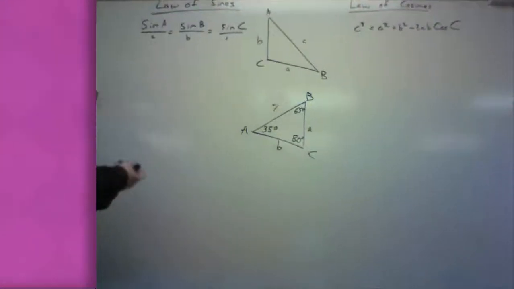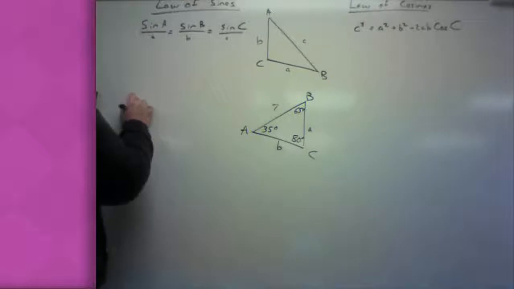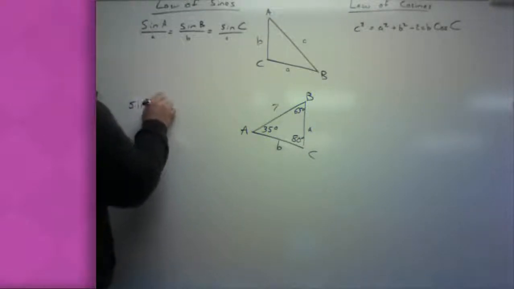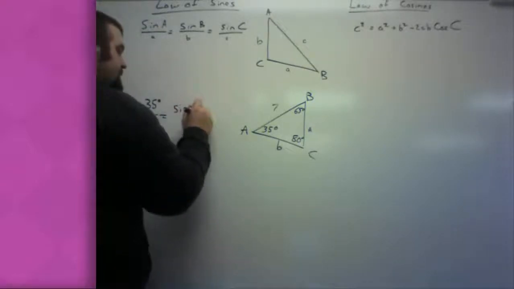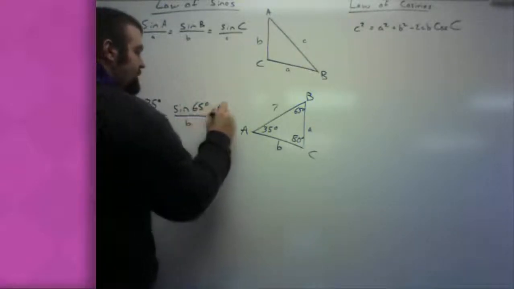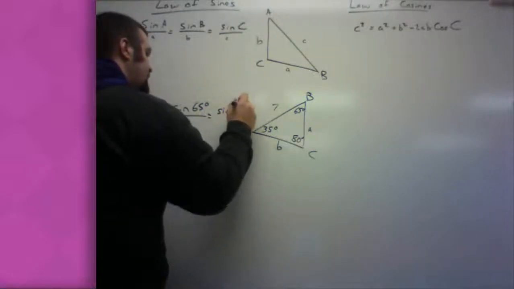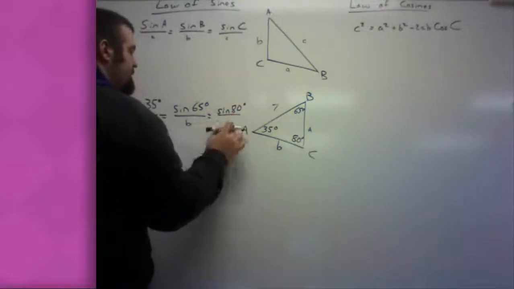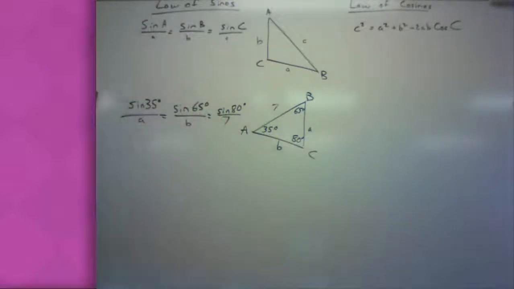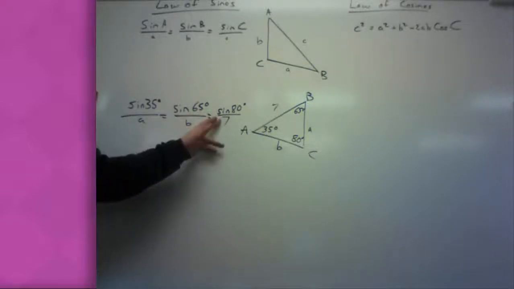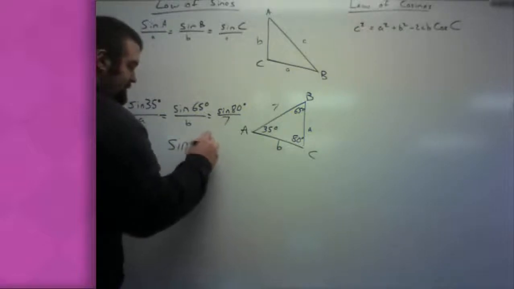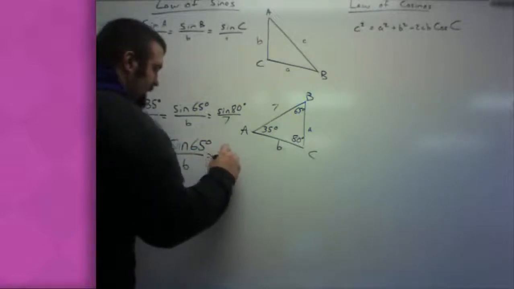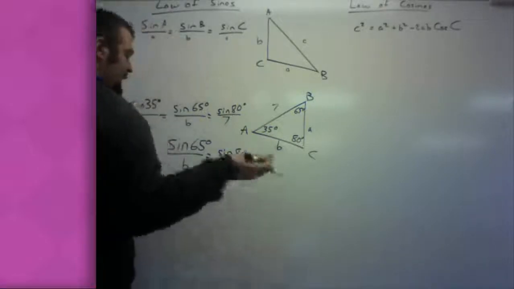Well, let's set up the law of sines, see if I can do this. Sine of 35 degrees over a equals sine of 65 degrees over b, which equals sine of 80 over 7. Now, for the law of sines to work, one of these ratios has to be a full set of numbers. And it just so happens that the last one is. So to find one of these, I choose one of the other ratios. I chose sine of 65 over b equals sine of 80 over 7, and I'm trying to solve for b.